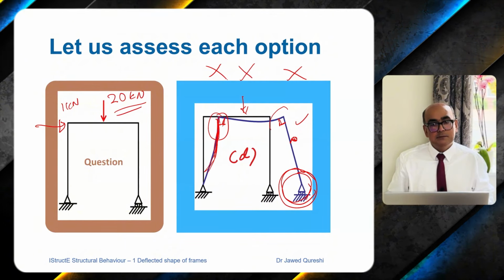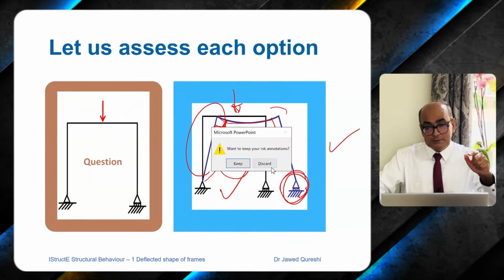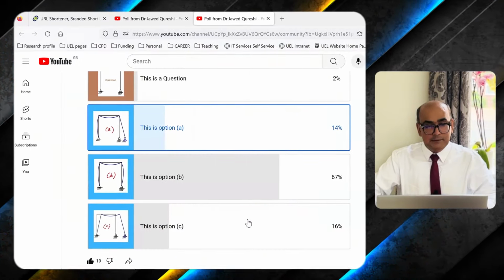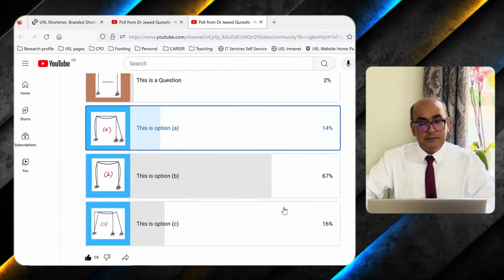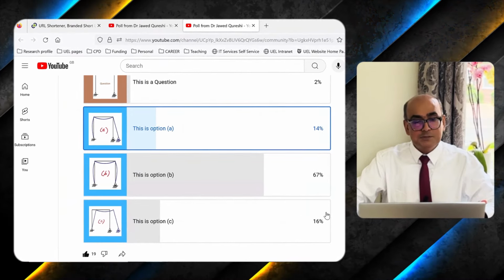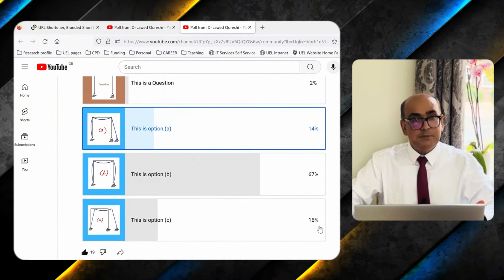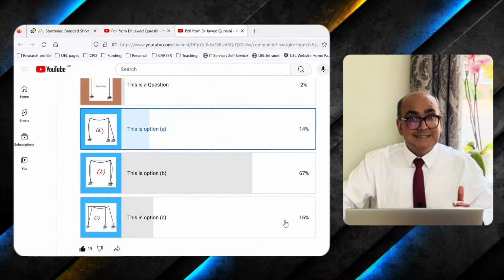So the correct option is option C. I will go back again to the quiz question and show you. Here you can see a whopping 67% of people thought option B is right. I couldn't put option D in YouTube because there weren't any more options, and for option C, only 60% of people said it's right. In fact, option C is the correct one. So we learn from each other, and I will explain in future tutorials as well how we understand structural behavior.